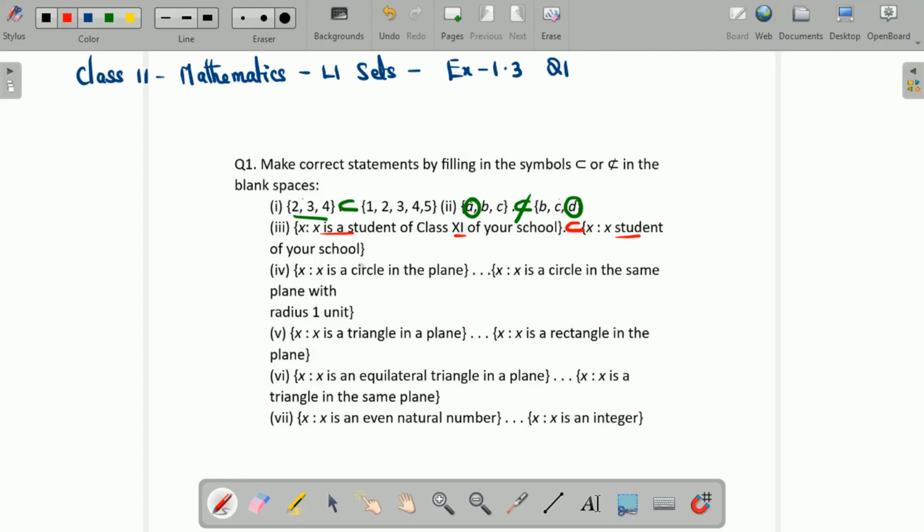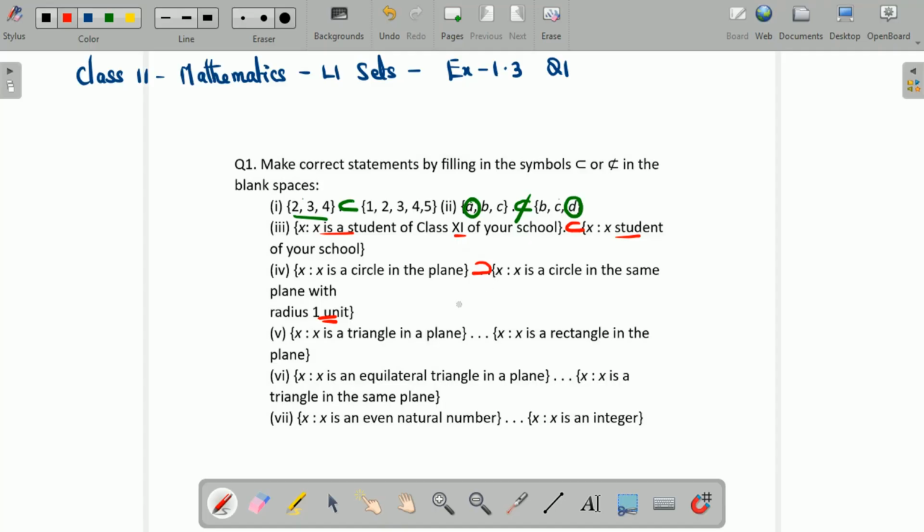X is a circle on the plane, whereas on the right side, X is a circle on the same plane but with radius 1 unit. See, if I take the left side, it is a list of all the circles in a plane. So there are going to be innumerable circles like that. Whereas on the right side, it is the circle in the same plane, but the radius is specifically 1. So the right side is actually a proper subset of the left side. So I'm going to just flip the sign like this. So there is a subset, but the direction of the subset alone has been changed here.